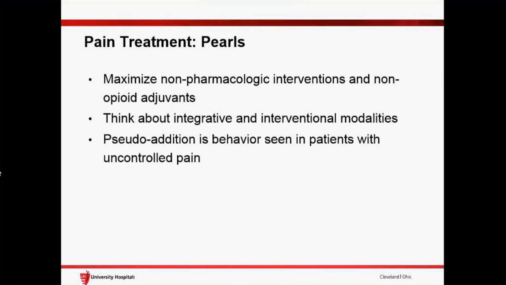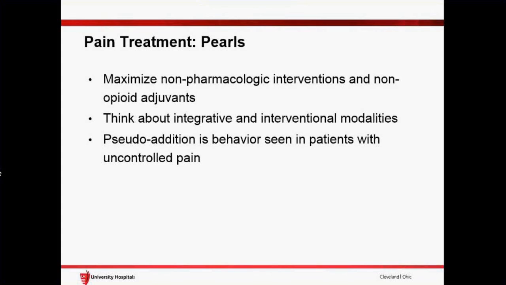And then the big picture stuff: when we're looking at pain, we want to maximize non-pharmacologic interventions and non-opioid adjuvants. So, RICE therapy. I think these are things that you would do for yourself at home. Sometimes we forget when patients come to the hospital, but they still work. So sometimes just ice is actually really helpful. Non-opioid adjuvants, all of the other meds that we use for pain, the TCAs or SNRIs or antiepileptics.